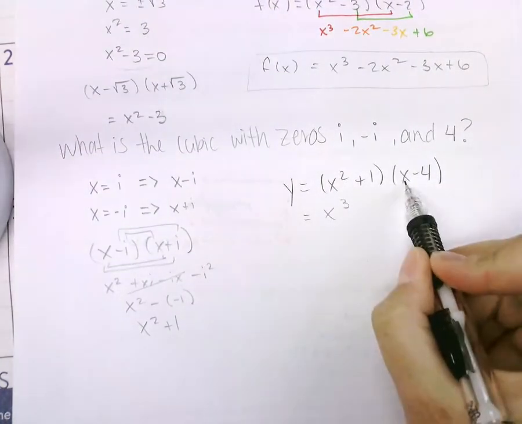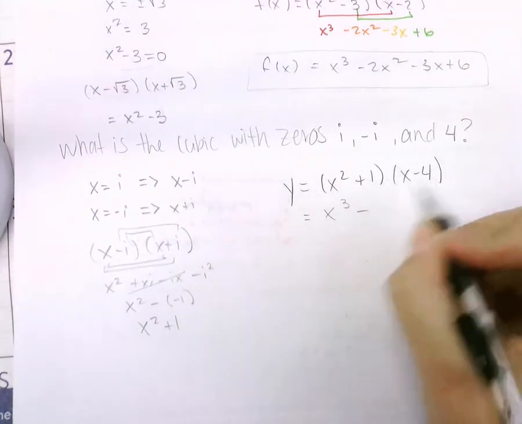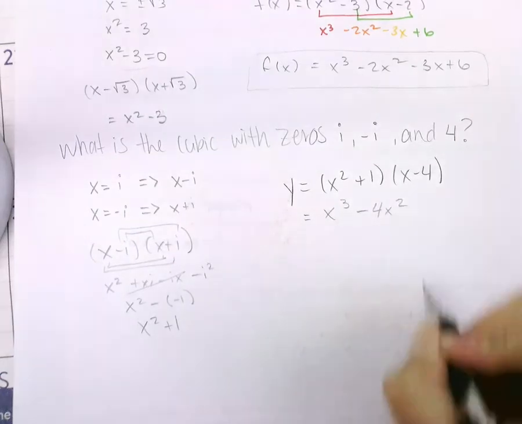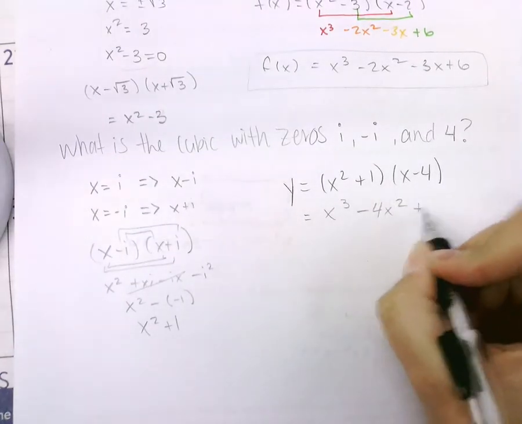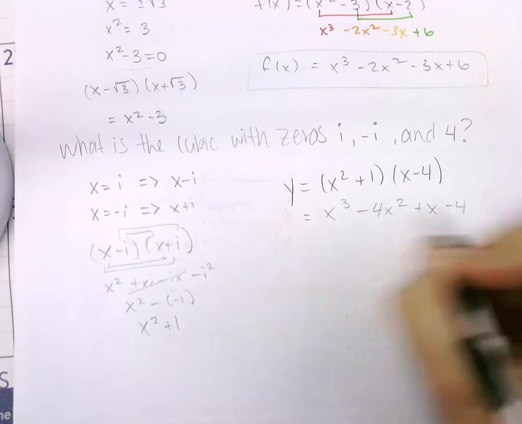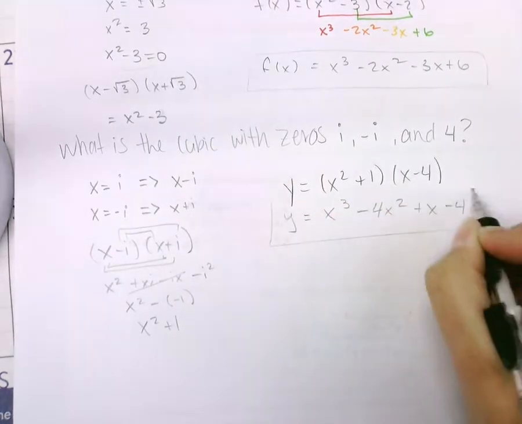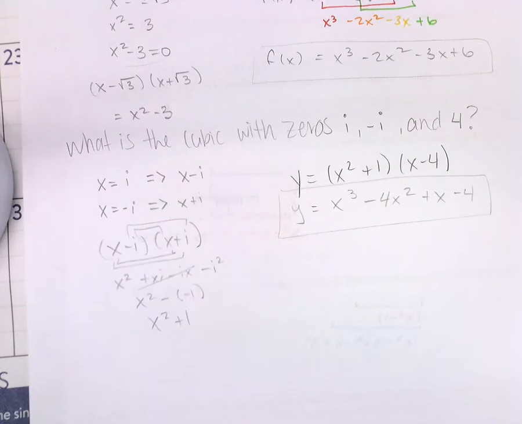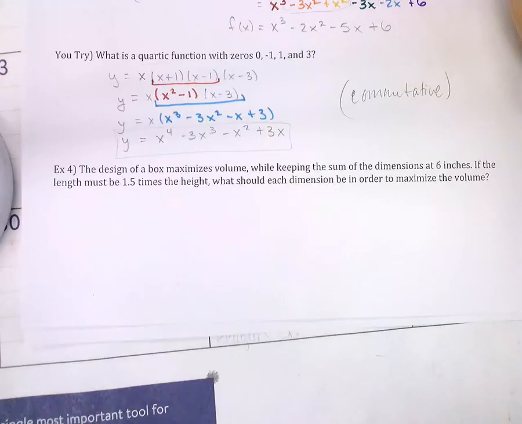So x squared times x is x cubed. x squared times negative 4 is negative 4x squared. 1 times x is x. 1 times negative 4 is negative 4. That's your cubic. That's good. Would you be wrong if you went halfway through? You don't have to draw it well.